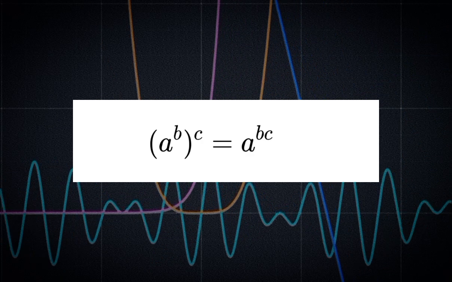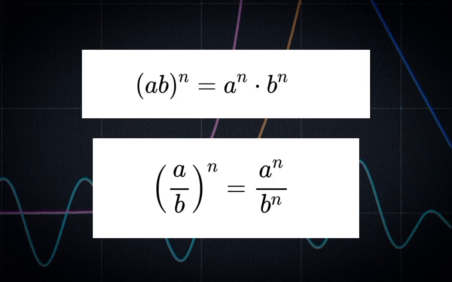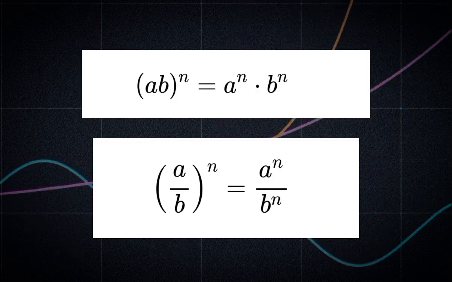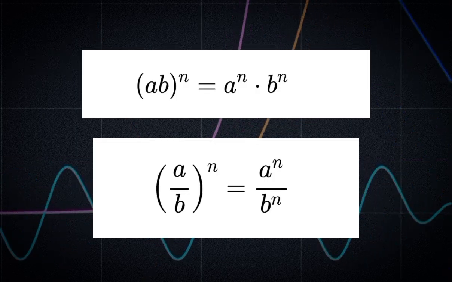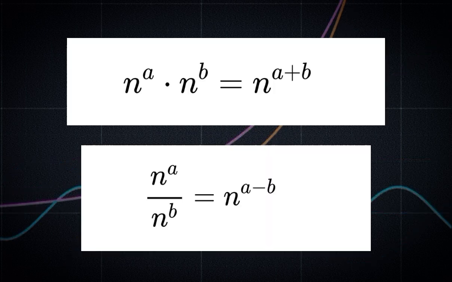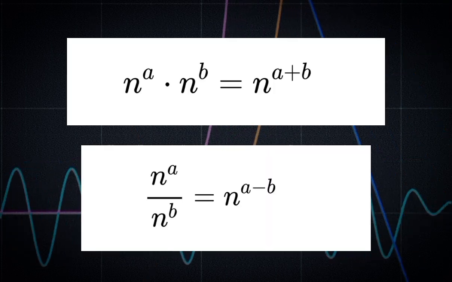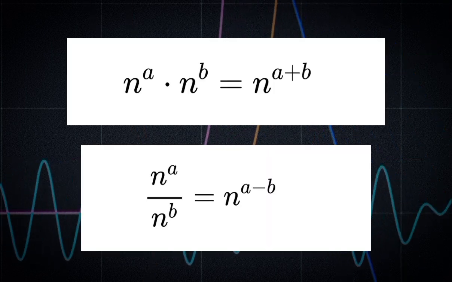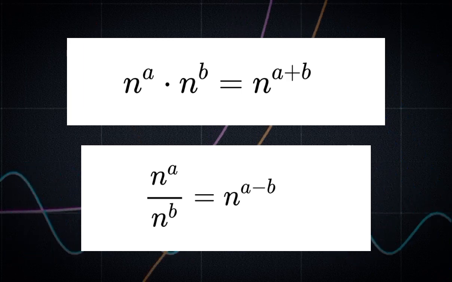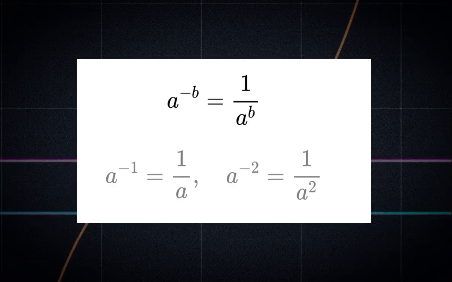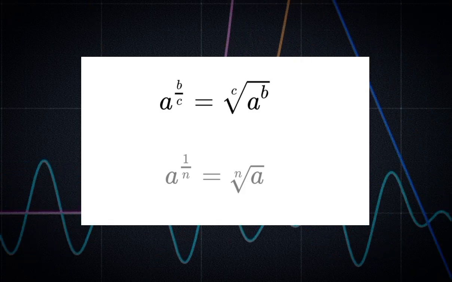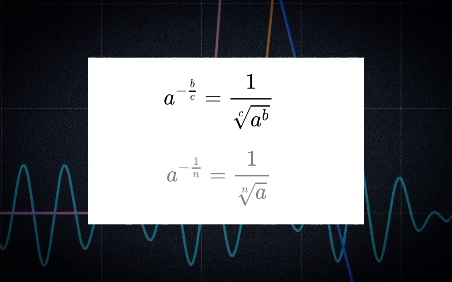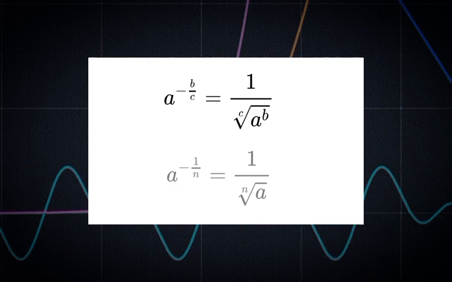A to B and that to C, that is, A to the product of B and C, and power product of A and B, that is, A to N times B to N, and power quotient of A and B, that is, A to N by B to N. Product of N to A and N to B, that is, N to sum of A and B. Quotient of N to A and N to B, that is, N to difference of A and B. A to minus B, that is, 1 by A to B. A to quotient of B and C, that is, C root of A to B. A to minus quotient of B and C, that is, 1 by C root of A to B.